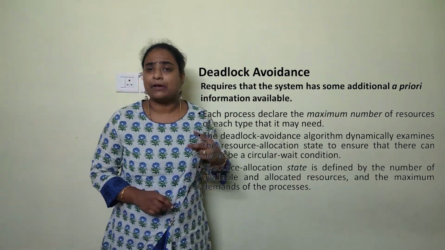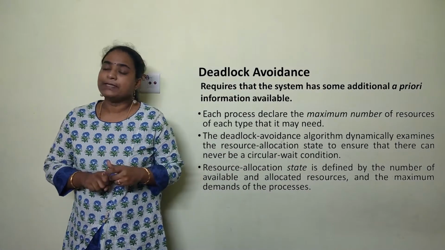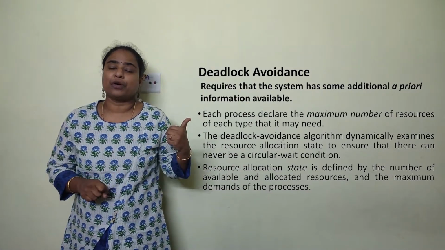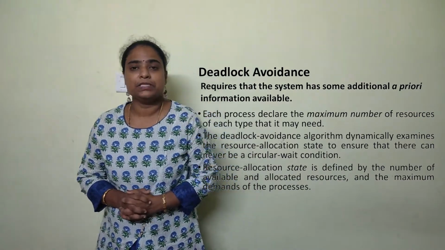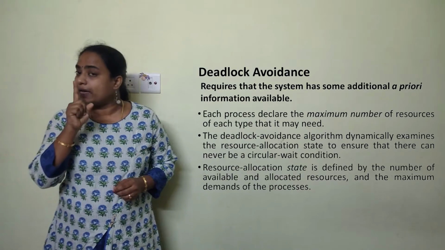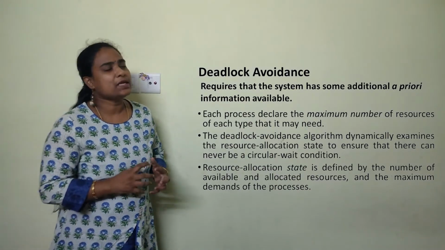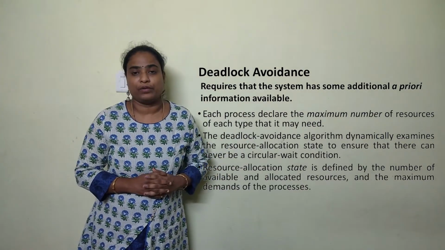So here we have two types of algorithms. One we use for single instance resources, the other one for multiple instance resources. Let us consider a single instance resource. It means each and every resource has only one copy. This algorithm we call the resource allocation graph algorithm.